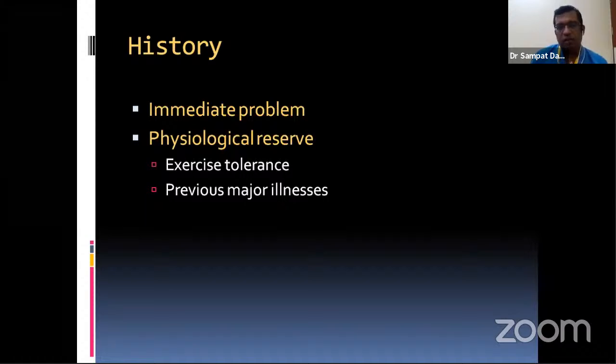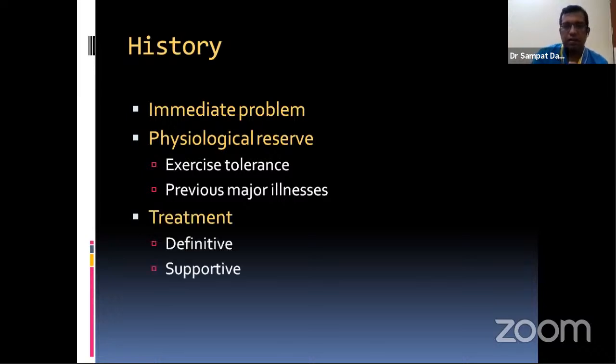Second and the foremost important is the previous major illness, which has been talked about in detail by Jan sir: diabetes, hypertension, CKD and other things. So get a history of these things in the patients who are getting admitted to the COVID care center or to a COVID health center. And in our center, obviously, it is mandatory, because we have to deal with all these things.